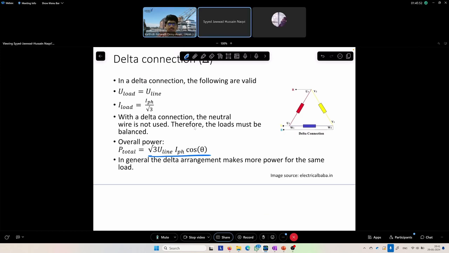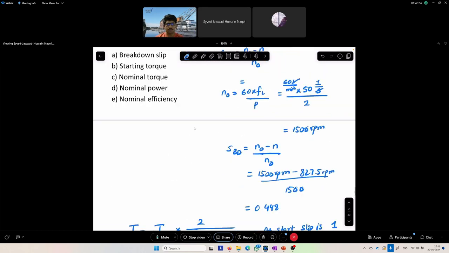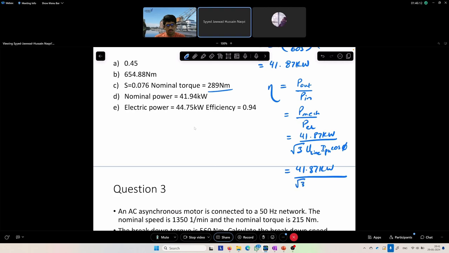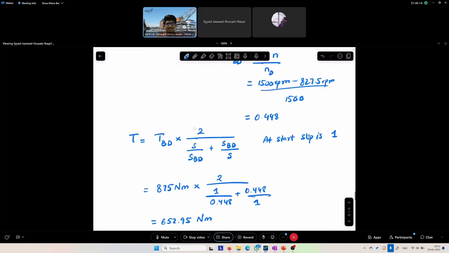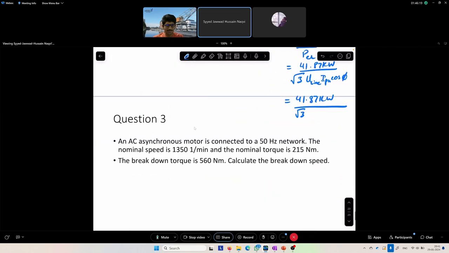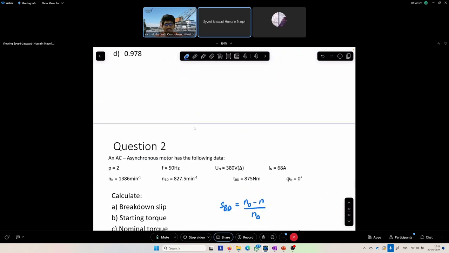Here I have clearly specified its line voltage. In the question, it's implied its line voltage. Sorry for my handwriting, it's for your reference. UN is 380. So you see, now we are basically done with AC asynchronous.